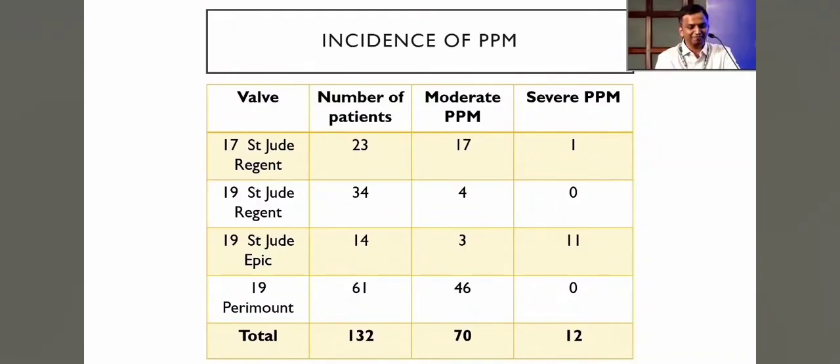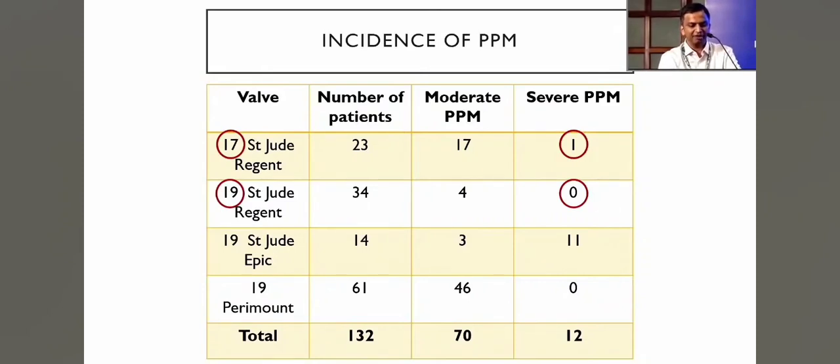So if you look at the St. Jude Regent, which comes in a 17 size, we had 23 patients in whom we put in a 17 size valve. Only one patient had severe PPM, which is quite good, amazing for that size annulus. And if you look at the 19 St. Jude Regent, we had 0 patients with severe PPM and only 4 patients had moderate PPM. So this is a fantastic valve for the small aortic annulus.